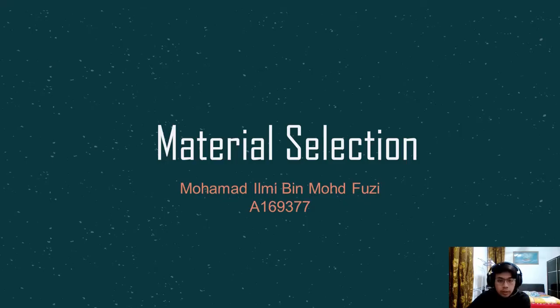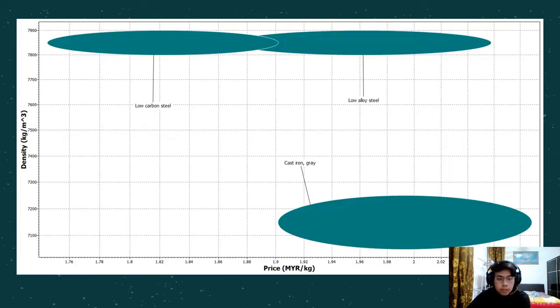My name is Muhammad Ilmi and today I'm going to talk about the material selection for our project. Using the CES software, we have listed 3 materials, which are low carbon steel, low alloy steel and cast iron. We have decided to use cast iron as our main material.